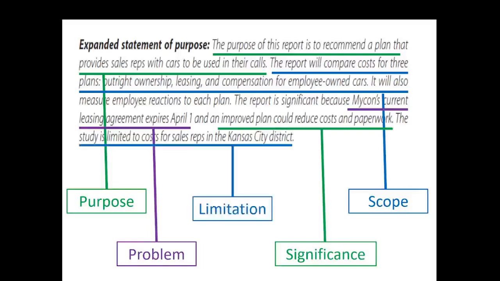And last but not the least, we have the limitation over here, which is saying that the data that we have collected is only limited to Kansas City. So we cannot generalize these findings to maybe the whole of the country or the whole of the state, but the analysis would be limited to just one city. So when you're writing your paragraph for introduction, make sure that you have all of these components in your report.